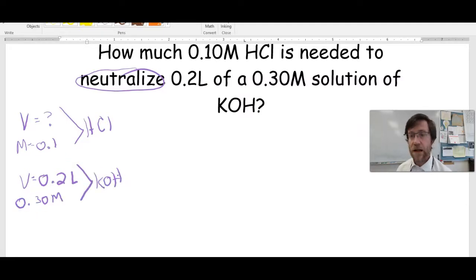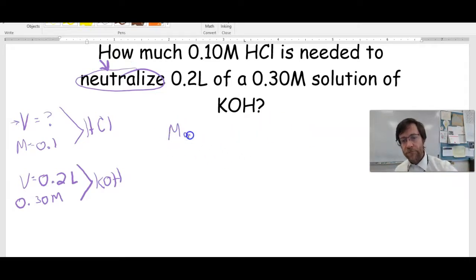Same exact thing here, guys. Again, we want a 1 to 1 ratio. We're not sure of the volume, but we do have a concentration for the acid. We have both a volume and a concentration for our base. So we want to know what volume of acid we need so that we have an equal number of hydrogens and hydroxides so that they are both neutralized.